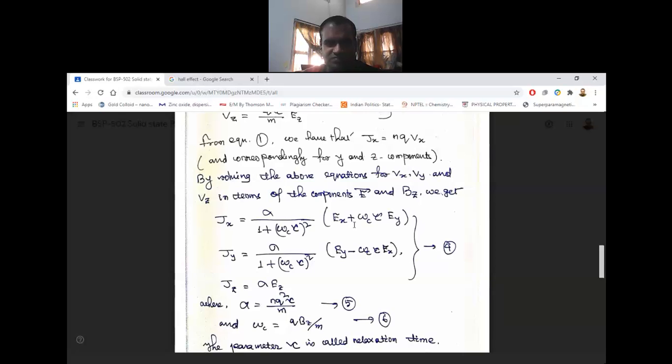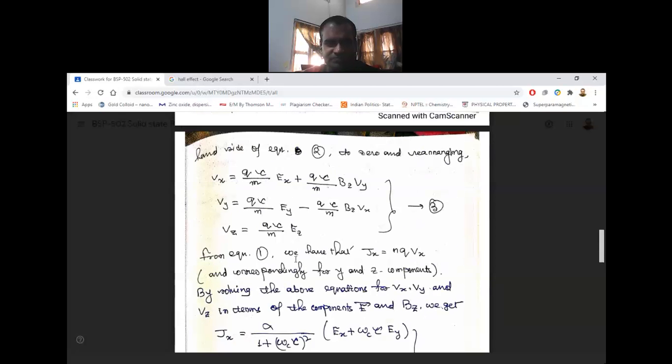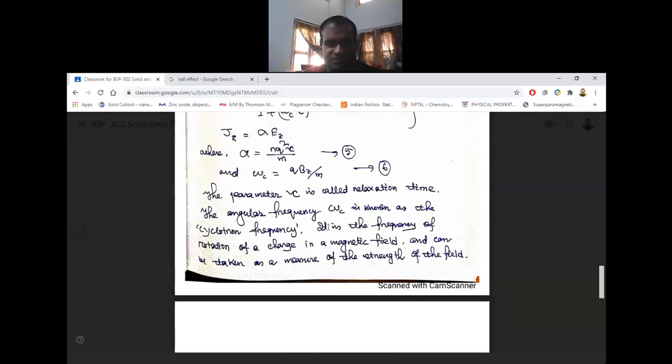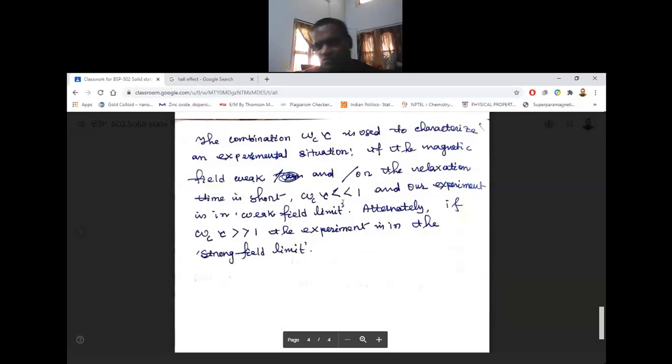The denominator terms are equal, so 1 plus the whole square, they are equal, but just try to play around with the bracket terms.